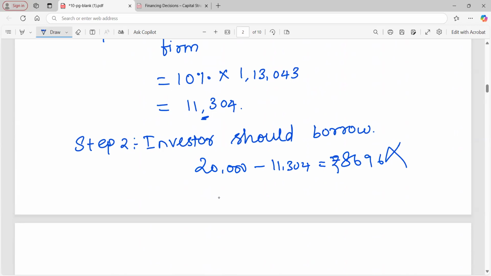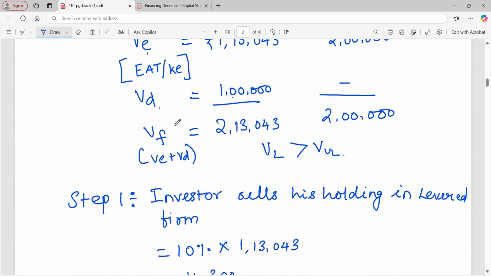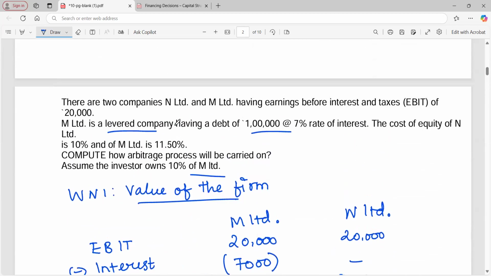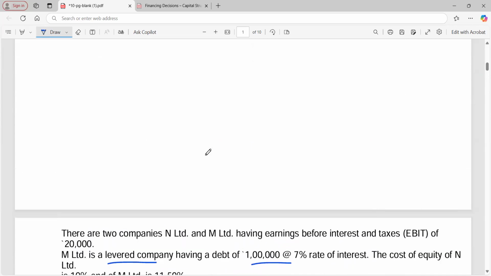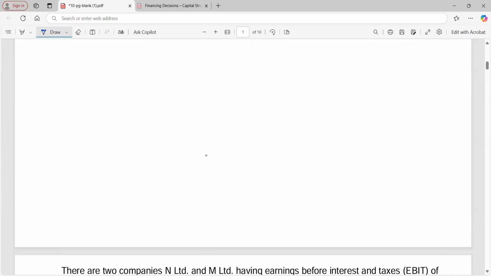No. The investor should borrow equal to the proportion of his debt in the levered firm, which means, listen, previously the investor was a shareholder of M Limited. Now M Limited is overvalued. So what is the investor doing? The investor is selling his shares. Now, as an equity shareholder of M Limited, the investor was holding 10%. Investor was holding 10% of equity shares of the levered company, M Limited. Now this M Limited, which is a levered company, has a debt of how many rupees? It is 1 lakh rupees.